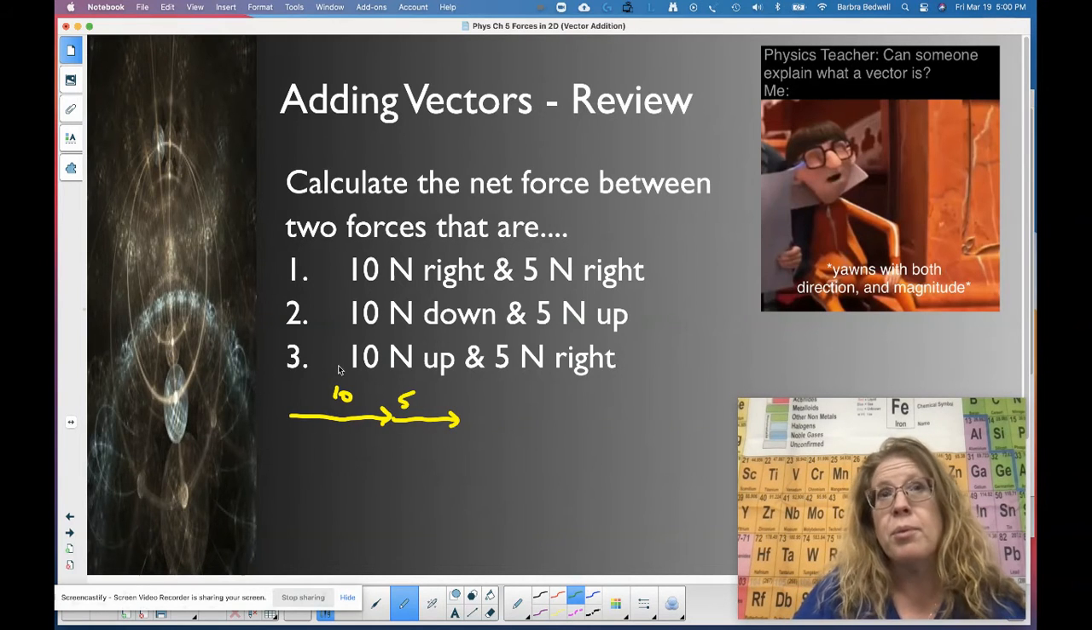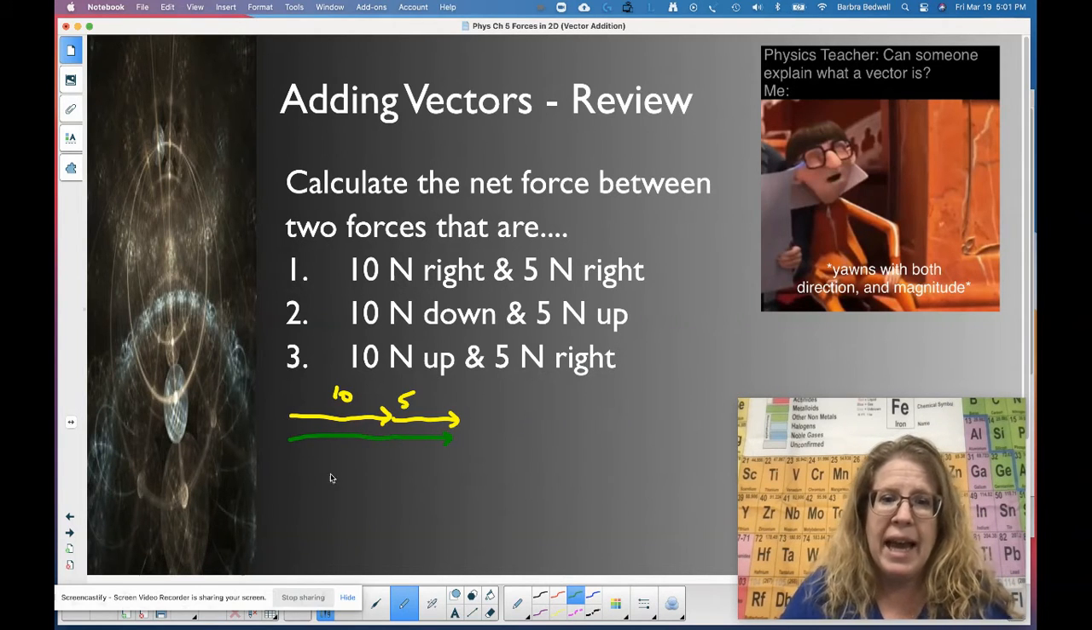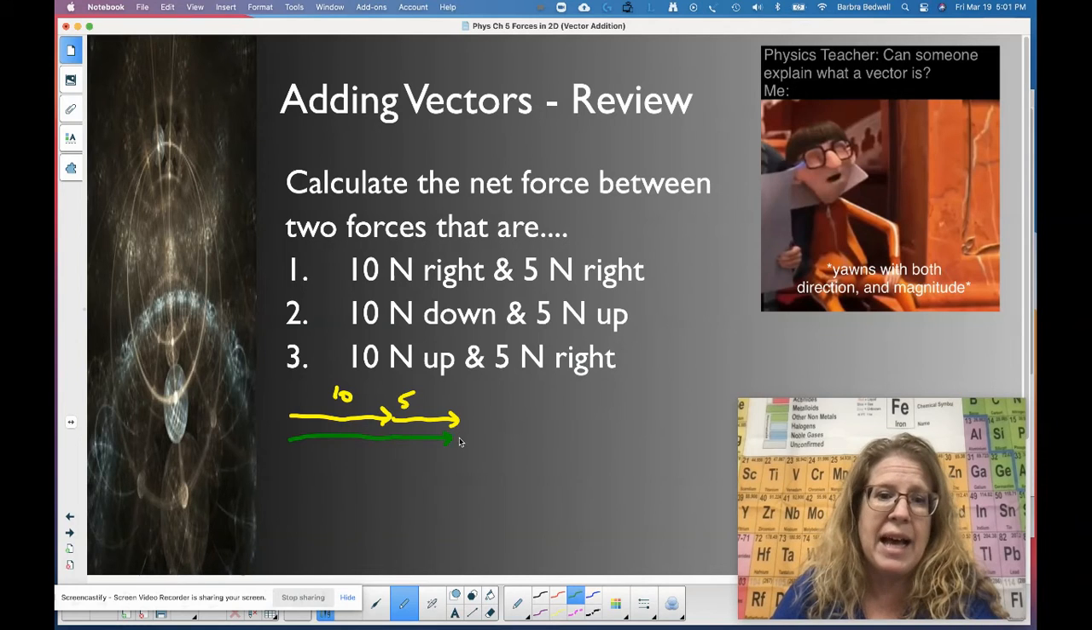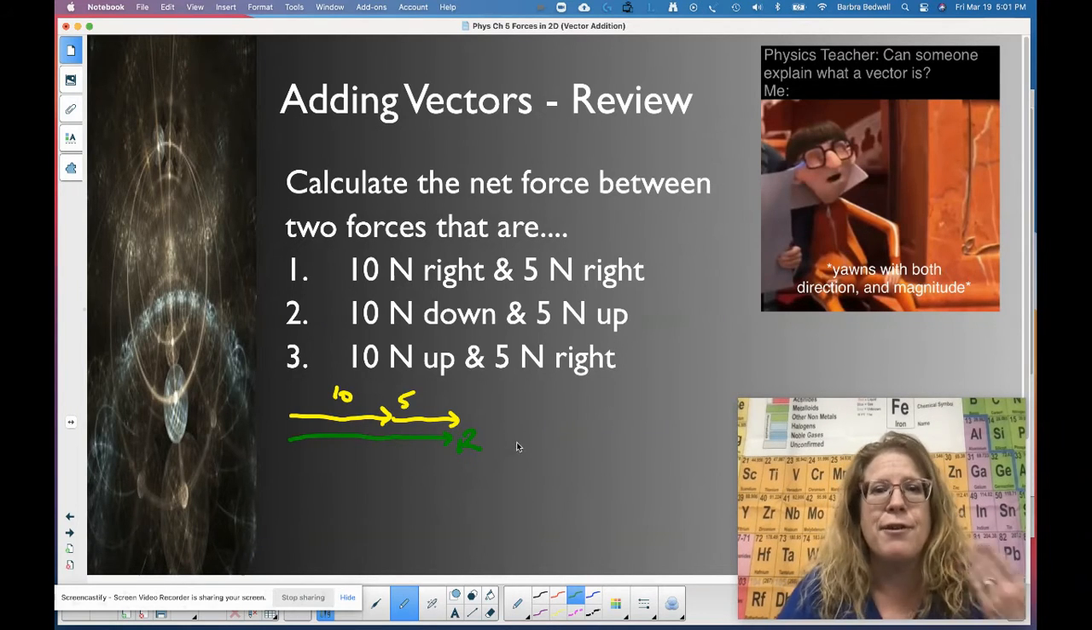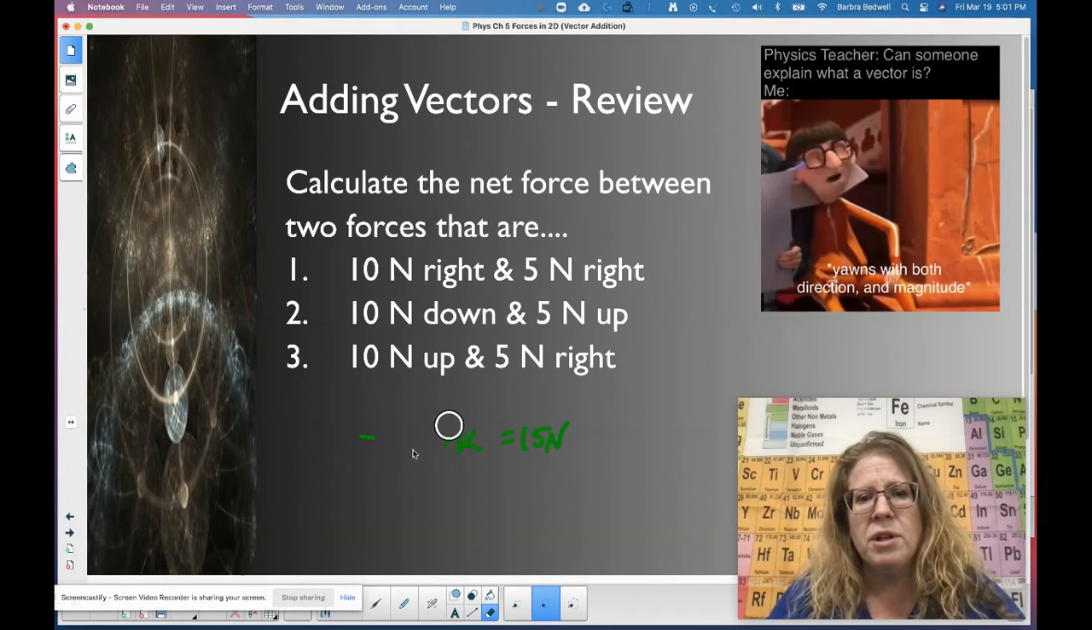When we draw our resultant vector, which shows the results of adding those two things together, it's pretty easy. We start at the beginning, the tail of the first vector, and we end at the end, which is the tip of the last vector. So that would be our resultant vector, which would also be our net force vector, and it would simply be equal to 15 newtons. No big deal, pretty straightforward. When we're starting to do vectors at different directions, though, this gets a little bit trickier.